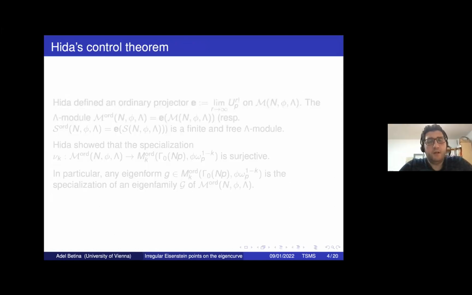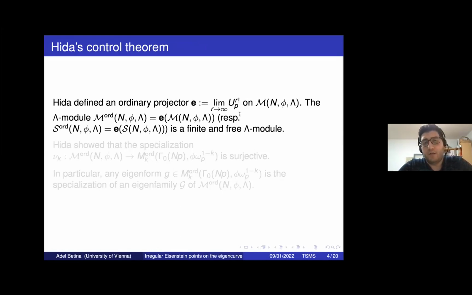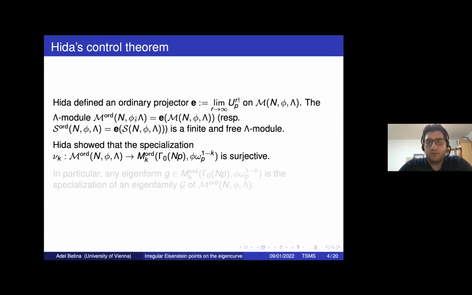And now the main theorem is the following. First, Hida defined an ordinary projector using this Hecke operator. And he defined M^ord as just the image of this module under the idempotent that he defined. And he showed the following. First, that this module and this one are finite and free Λ-modules, both of them. This is quite nice because we know that the space of modular forms has finite dimension. So if you see them over Z_p, they should have finite rank over Z_p. And Hida showed already this. Sorry, he showed a similar version, but just for the ordinary part.